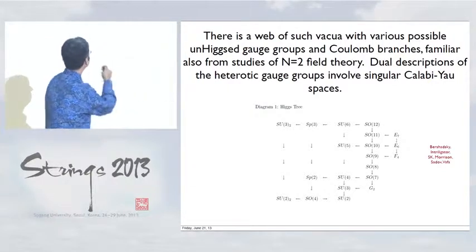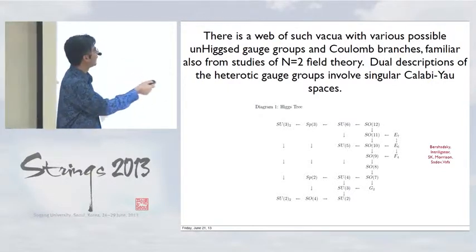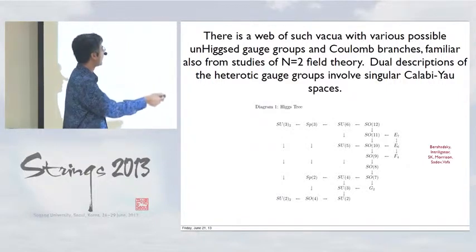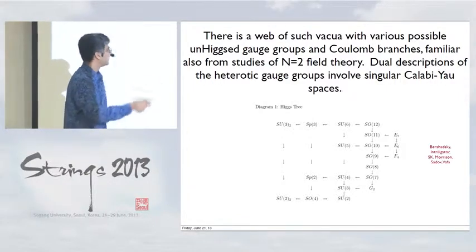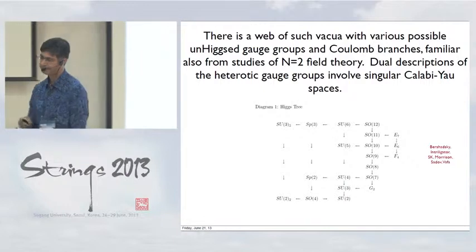So dual descriptions of the heterotic non-abelian groups involve some singular Calabi-Yau spaces. There's a diagram of all the groups that you get in this way, and F-theory duals are known for more or less all of them.